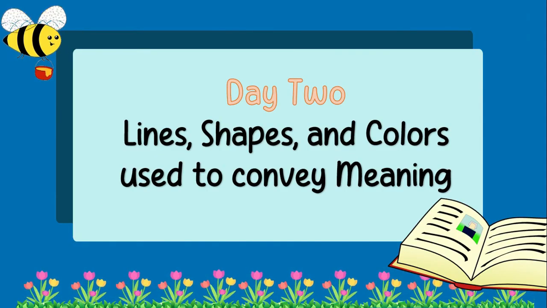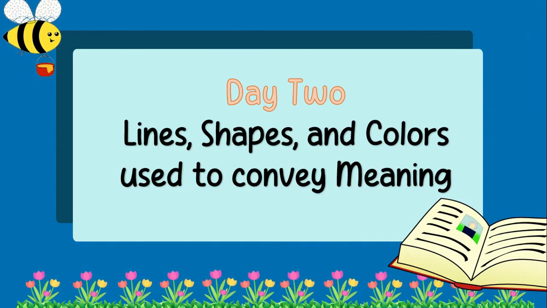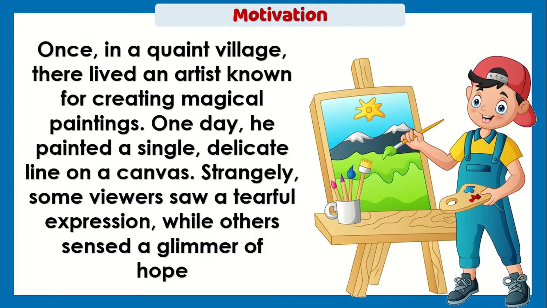For day 2, lines, shapes, and colors used to convey meaning. Once in a quaint village, there lived an artist known for creating magical paintings. One day, he painted a single delicate line on a canvas. Strangely, some viewers saw a tearful expression, while others sensed a glimmer of hope.